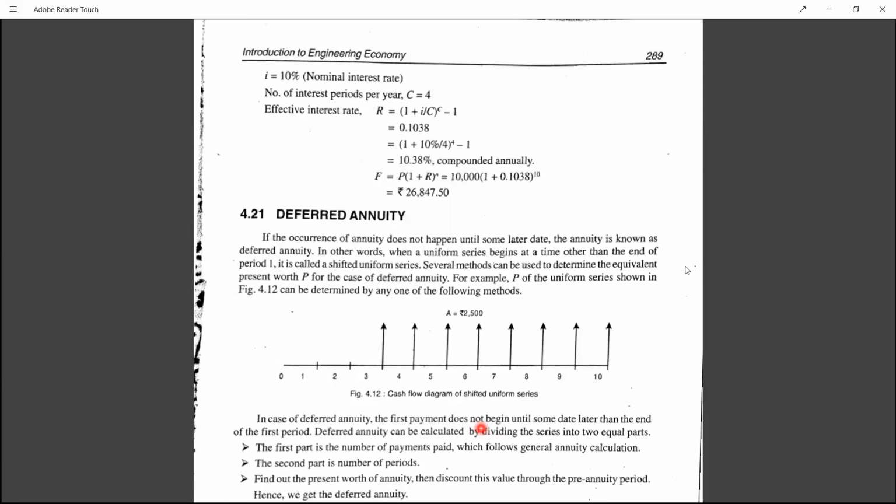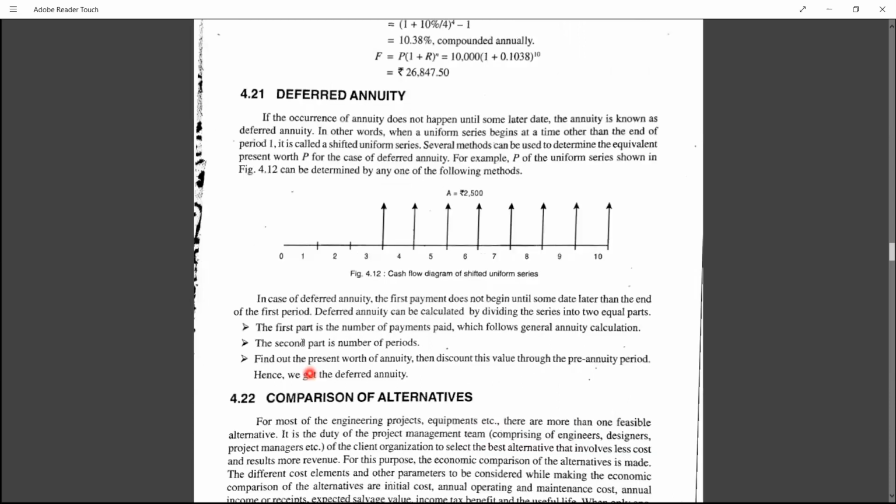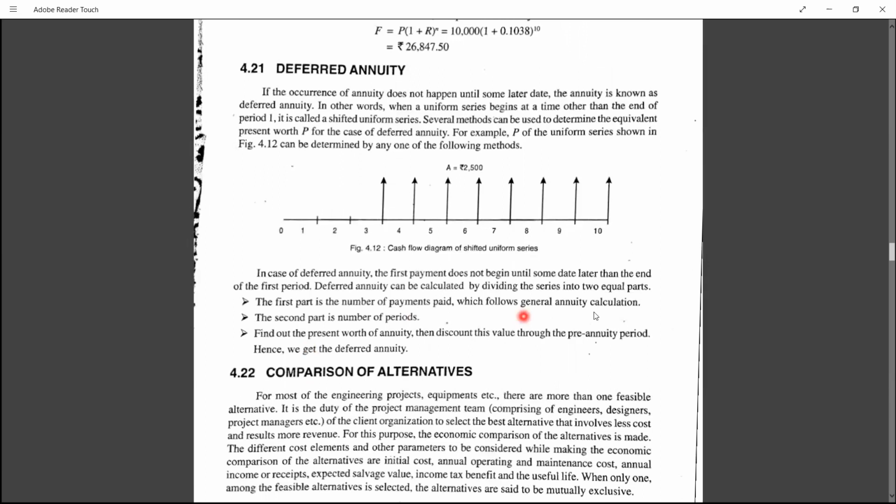Deferred annuity is an annuity of the rate which is occurring at a series of times with a uniform series rate. Several methods have been used to determine the equivalency rate. For example, the T of uniform series is shown. So the annuity rate will differ based upon the uniform series rate. The first part of the payment is paid generally for annuity calculation, the second part is for periods, and the third part is for pre-annuity periods.